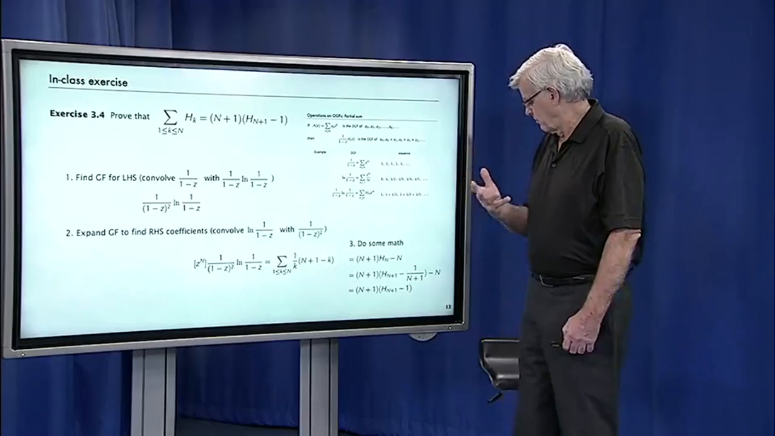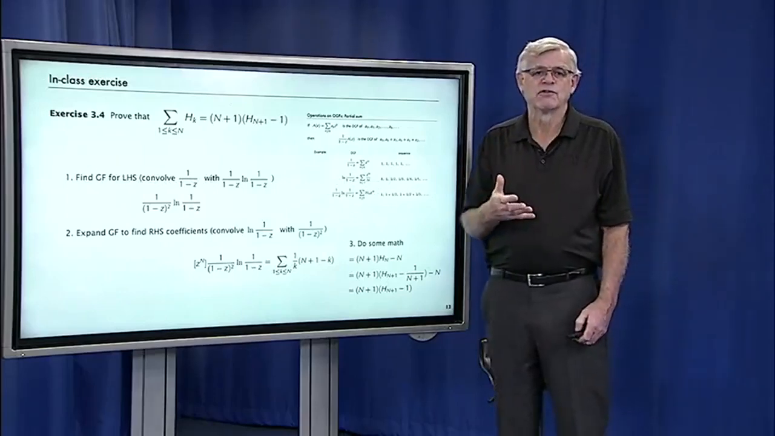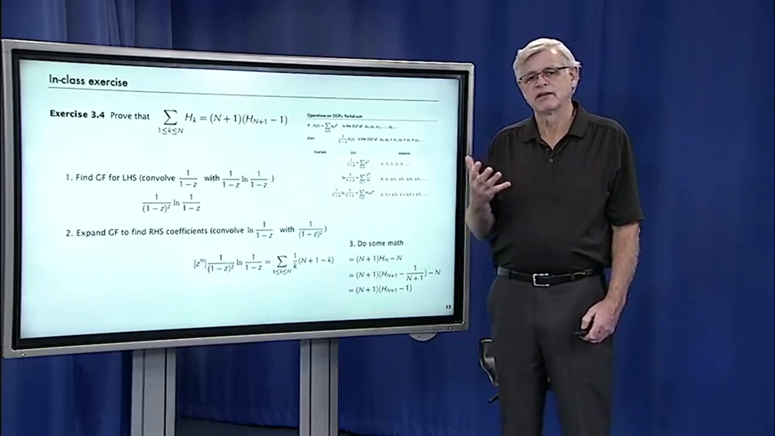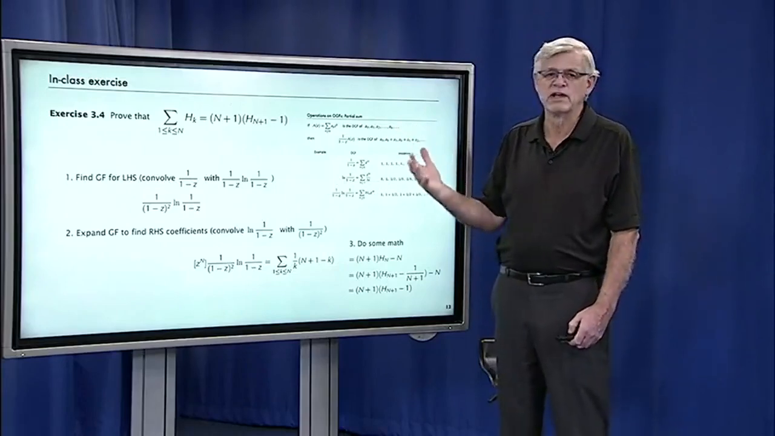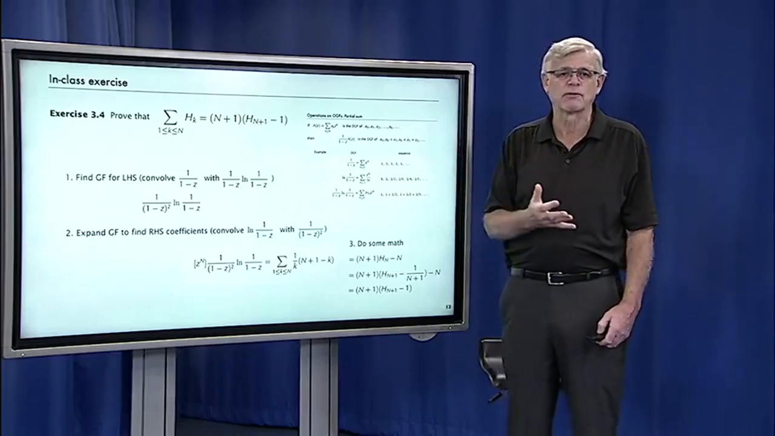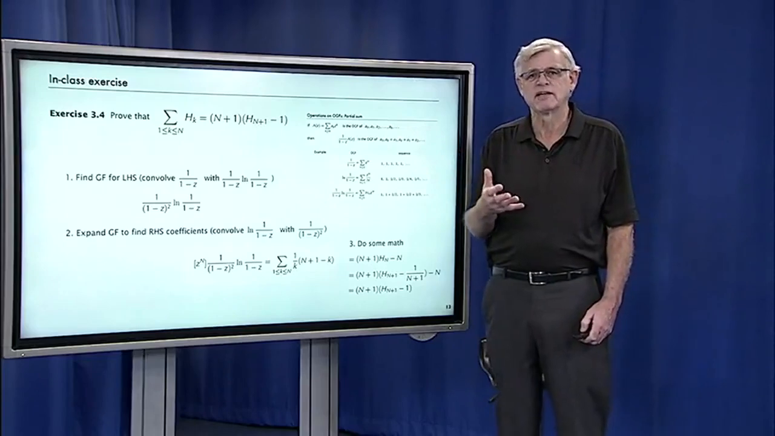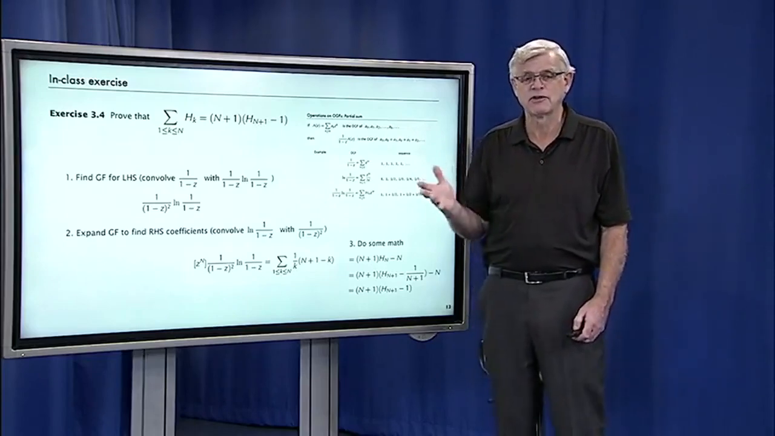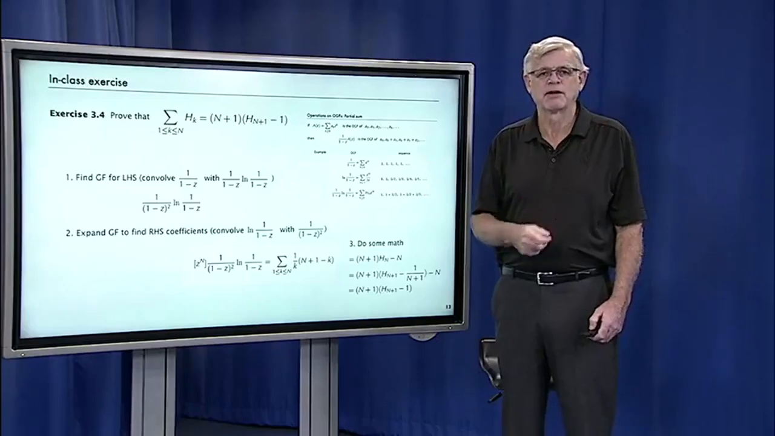So that's an introduction to ordinary generating functions and some calculations that give us useful ways to work with sequences and evaluate sums and do other operations, just because of the idea that we can represent an entire sequence with a single mathematical function.